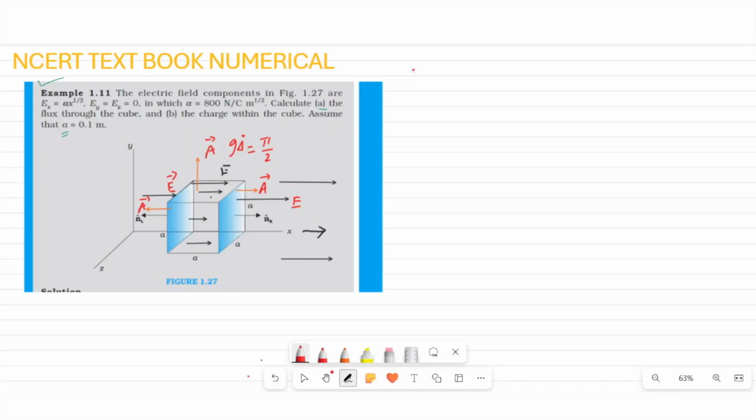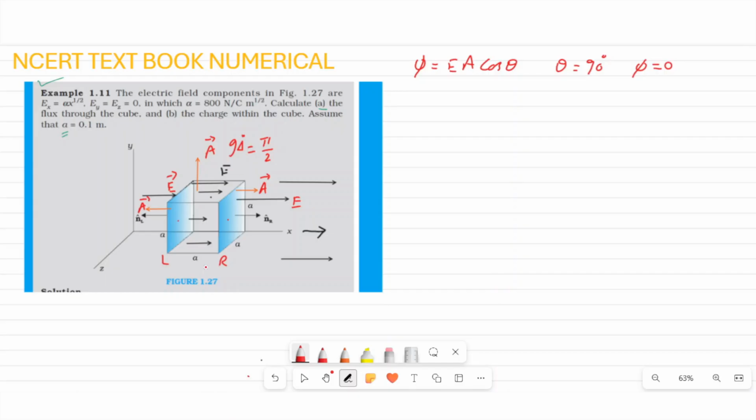Because what is flux? Flux is E A cos theta. And for these four surfaces, theta is 90 degrees, so cos 90 becomes 0. So these four surfaces will not contribute to the flux. Only the rest, these two blue surfaces, remain. For these blue surfaces, we call this the right surface and this the left surface.